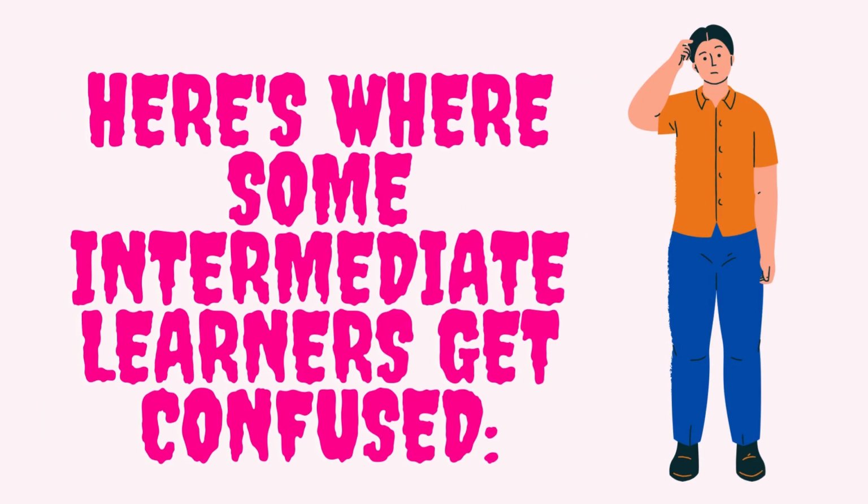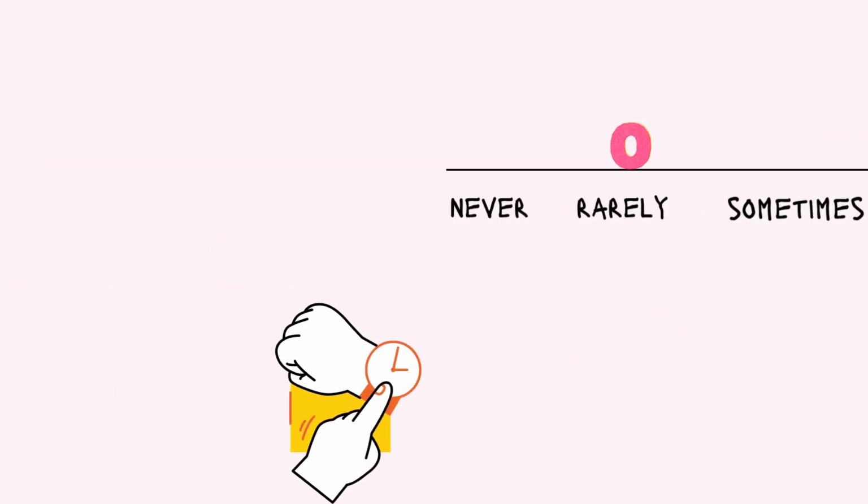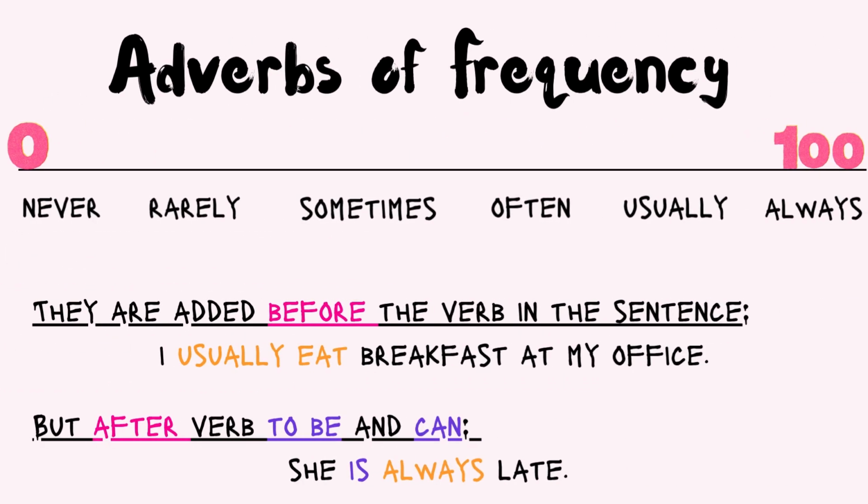Now, here's where some intermediate learners get confused. Adverbs of frequency are adverbs of time that answer the question how frequently or how often. They tell us how often something happens. These are the adverbs of frequency: never, rarely, sometimes, often, usually, always.